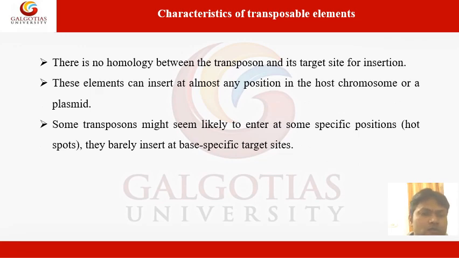There is no homology between the transposon and its target site for insertion, and these elements can insert at almost any position in the host chromosome or in plasmids. Some transposons might seem likely to enter at some specific positions, and these sites are generally called hotspots, and they barely insert at a base-specific target site.